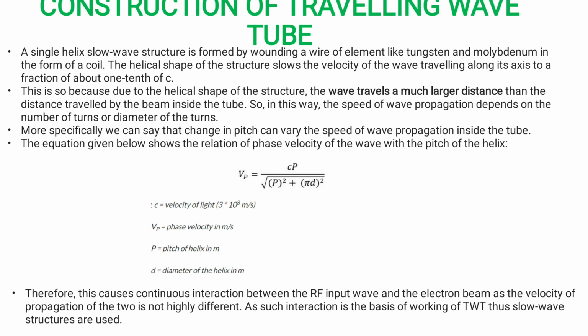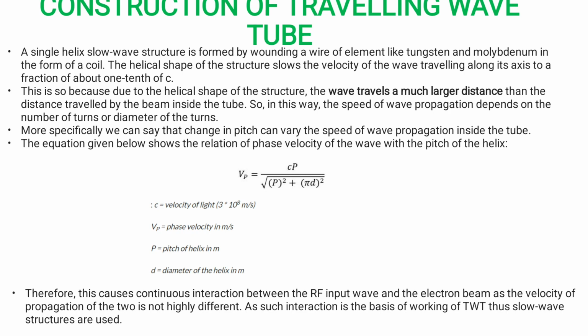So in this way, the speed of wave propagation depends on the number of turns or the diameter of the turns. More specifically, we can say that a change in pitch can vary the speed of propagation inside the tube. The equation given below shows the relation of the phase velocity of the wave with the pitch of the helix. That is Vp equal to Cp divided by the root of p square plus (pi d) the whole square, where c is the velocity of light, Vp is the phase velocity in meters per second, p is the pitch of the helix in meters, and d is the diameter of the helix in meters.